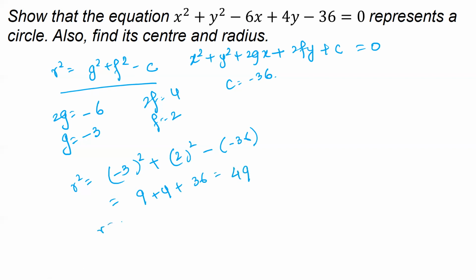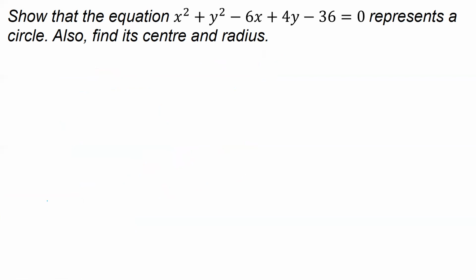So my r turns out to be 7, because the square root of 49 is +7 or it could be -7. But remember that we are talking about the radius of a circle, and radius can never be negative. That is why we only take the positive square root of 49, which is 7, and our r becomes 7 over here. So let me quickly summarize what we have. g is -3, f is 2, c is -36, and r is equal to 7.